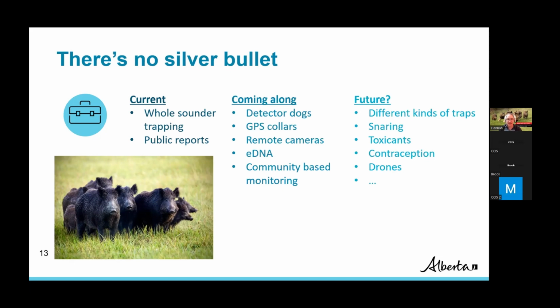We have some other things that we started to bring in, but I wouldn't say we're proficient with yet. And then I think there's things we haven't really started to play with at all yet, but are being used in other jurisdictions and are going to be necessary for us to get ahead of this challenging species.